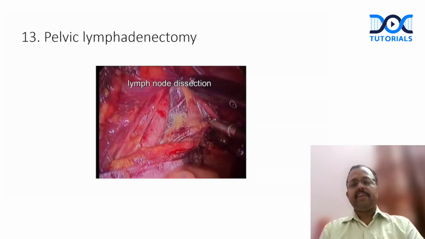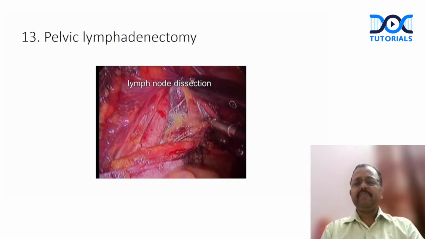Now, pelvic lymphadenectomy: there are people who will do the pelvic lymphadenectomy at the end of it, and there are few people who always do it at the beginning. I believe in doing the pelvic lymphadenectomy at the beginning of the procedure for two obvious reasons. One is, when we do the pelvic lymphadenectomy, in case of a suspicious node, you want to do a frozen section, you can do it.